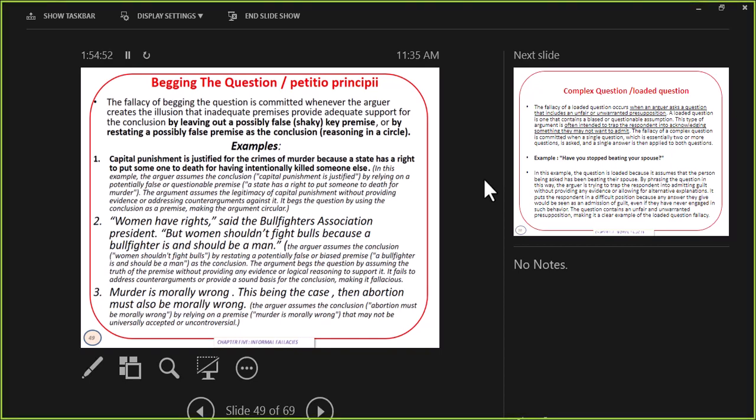Look at the third one. Murder is morally wrong. This being the case, abortion must also be morally wrong. In this example, it's not about reasoning in a circle, but it is what? By leaving out questionable evidence. Who can tell me what is the missed premise in this argument? The missed premise, if it were present, would lead to controversy. Murder is morally wrong. This being the case, then abortion must also be morally wrong. What is the missed premise or the hidden questionable premise?